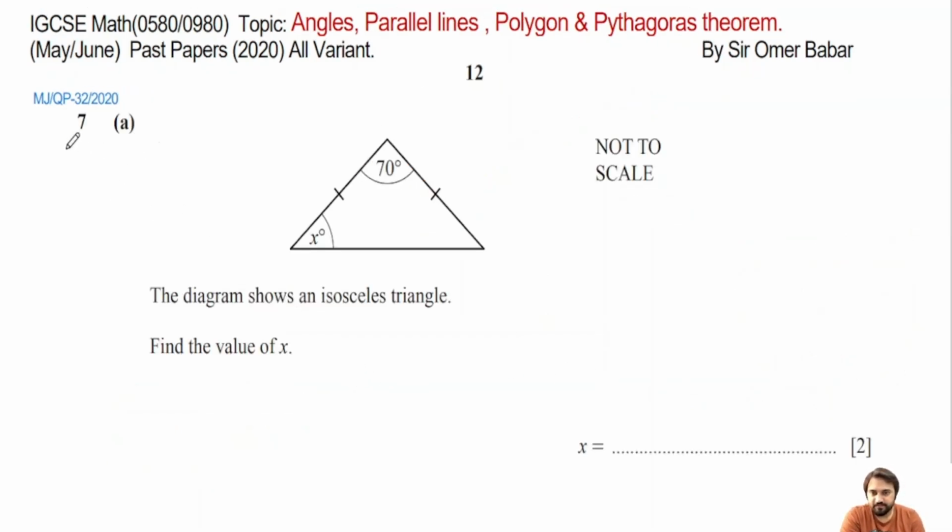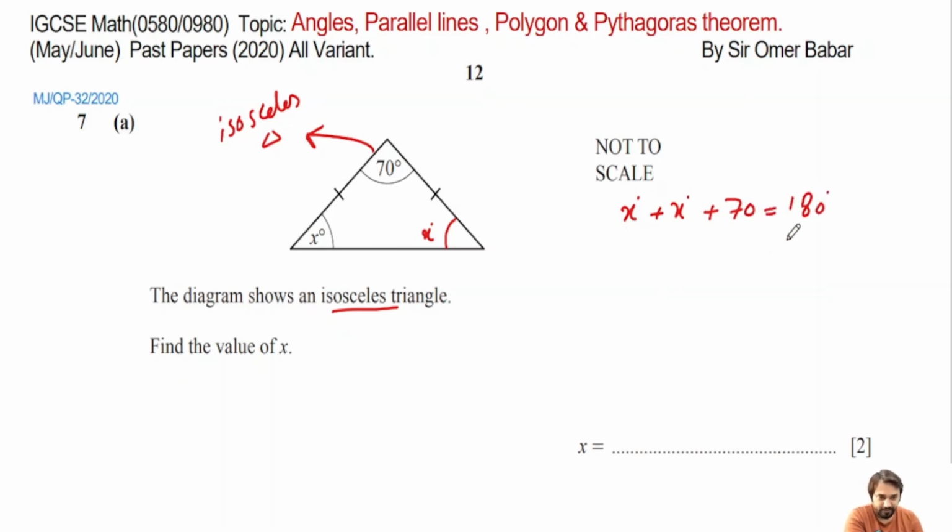Next question is question 7, appeared in paper 3. The variant was 2. Again we have this isosceles triangle. We need to calculate the value of X, this X. So these two sides are equal. It means these are the base angles, this one and this one, they both are equal. Now the same rule, X degrees plus 70 is equal to 180 degrees. The sum of all the internal angles of a triangle add up to 180 degrees.